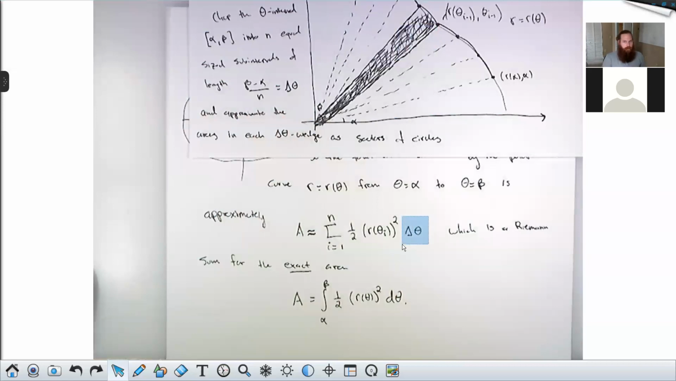So delta theta here becomes d theta. What we do is we send n to infinity, right? And remember in your Riemann sums, when you send n to infinity, what you end up with is an integral. The delta theta turns into a d theta. R squared of theta i, or r of theta i all squared, just becomes r of theta squared, and the 1/2 comes along for a ride.